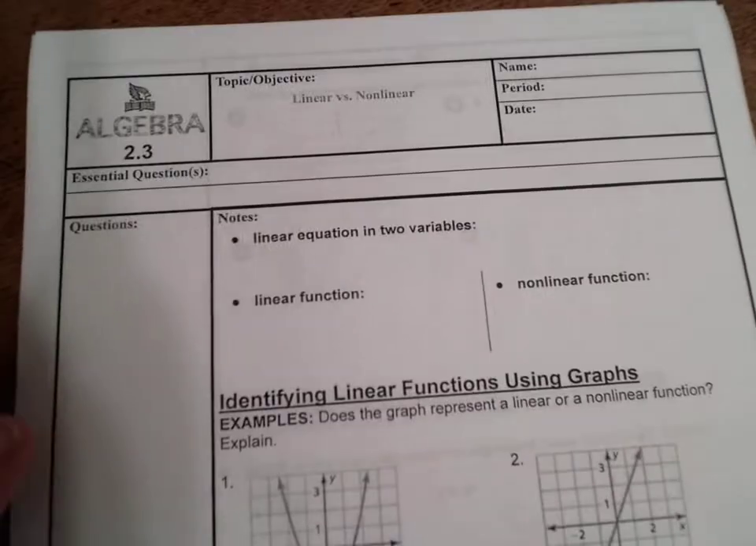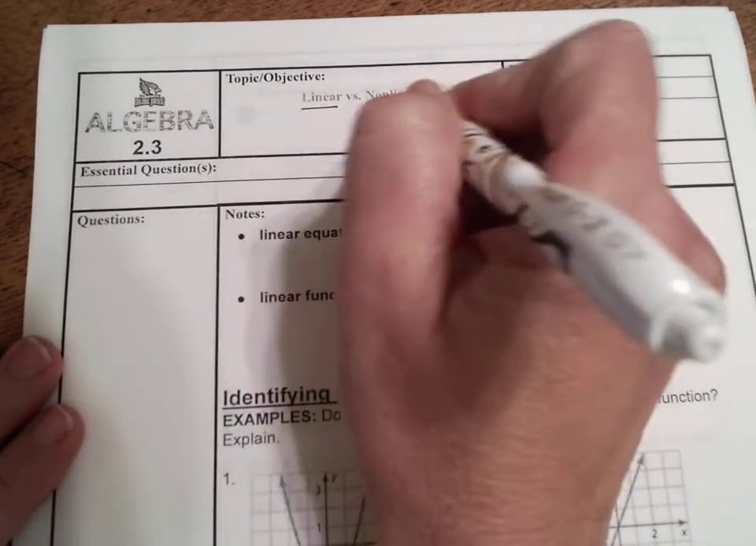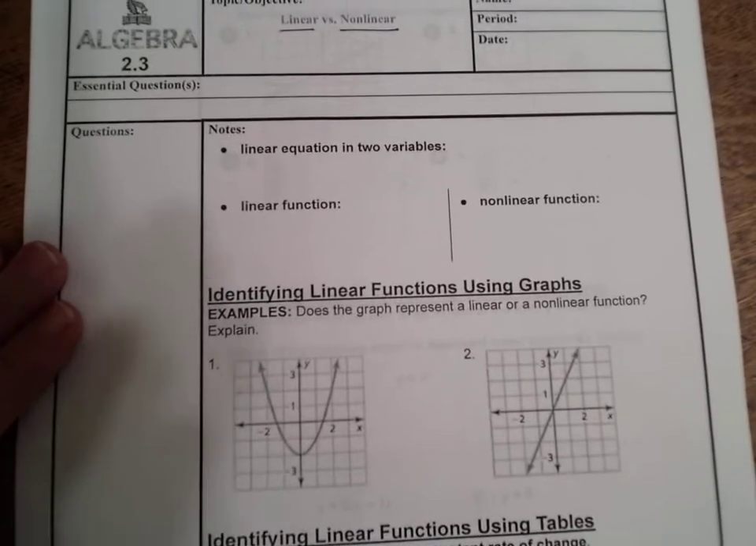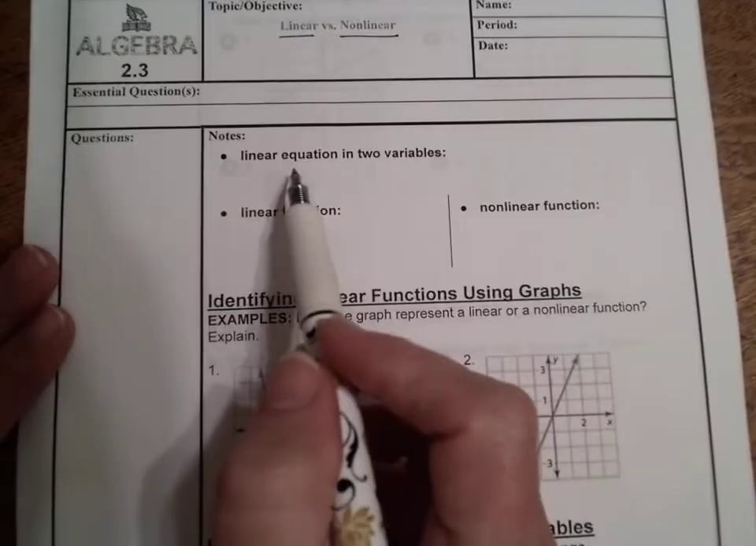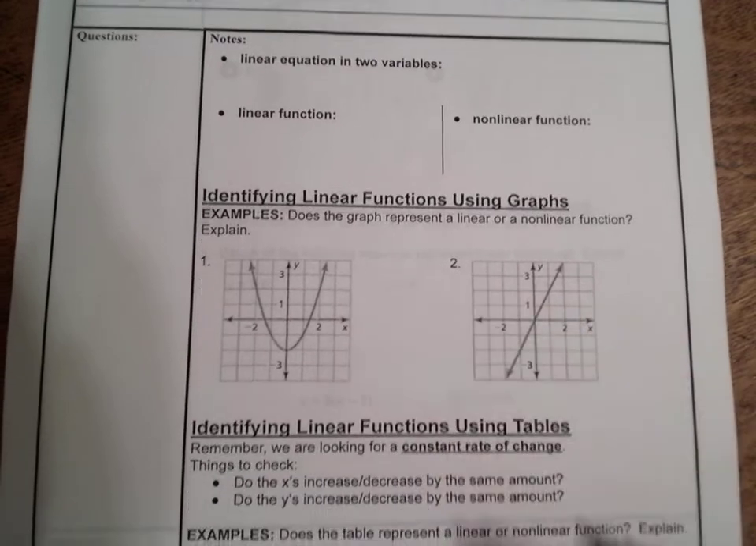Okay, this is for algebra, and this is Unit 2, Lesson 3, and we're going to be looking at functions, and we're going to determine if it's linear versus nonlinear. There are different ways we can look at this. It's either going to be in an equation form, a graph form, or a table.